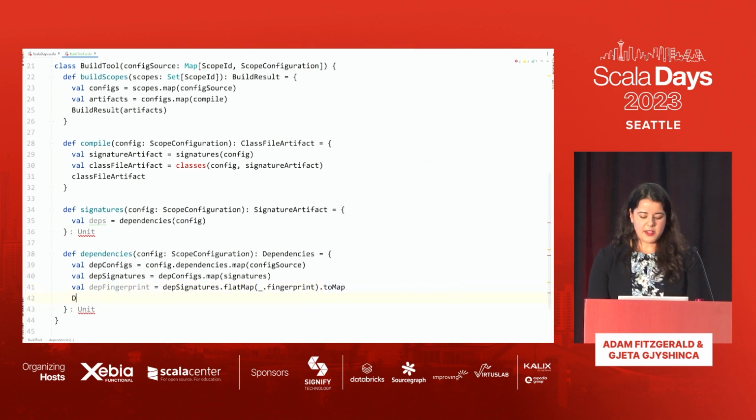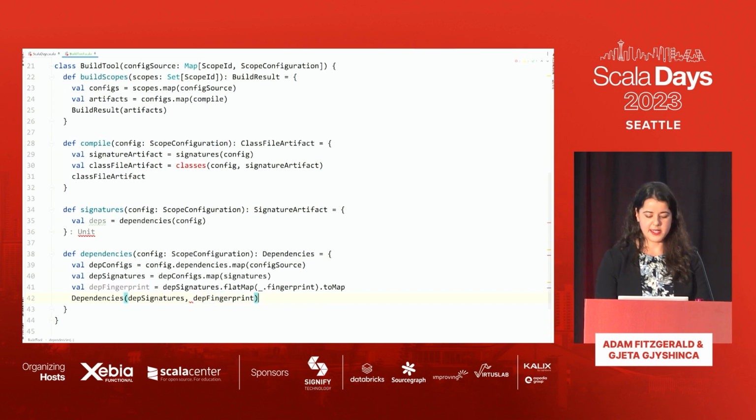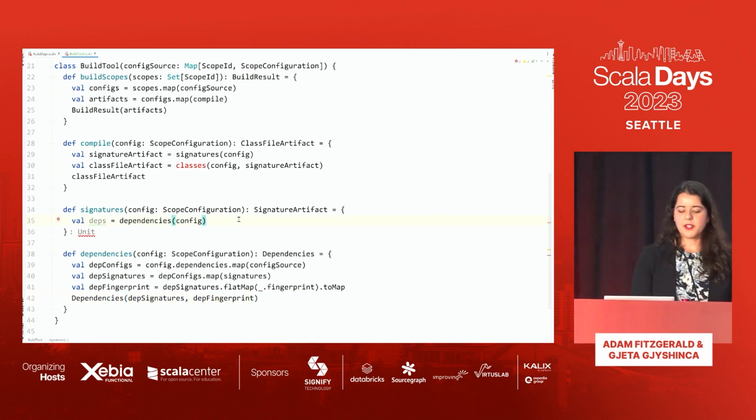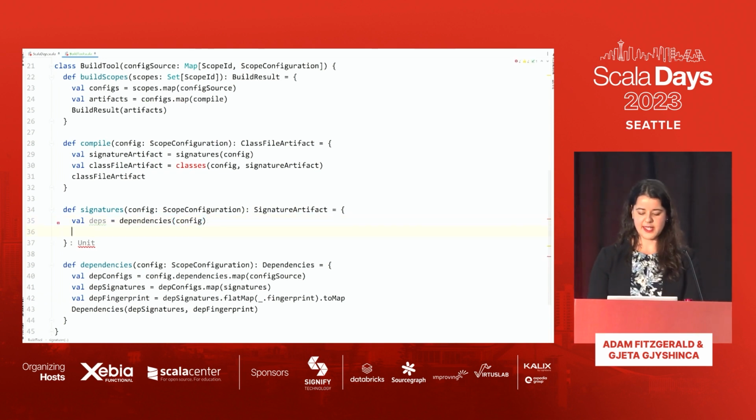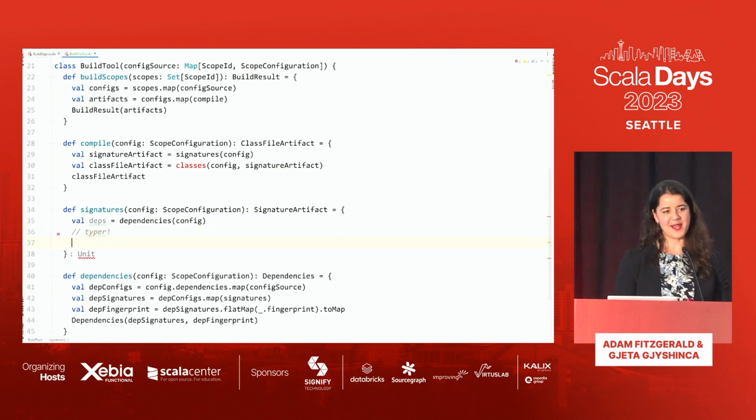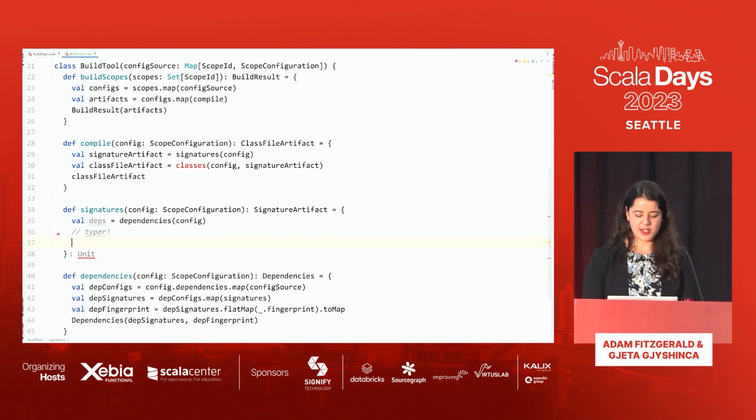And then finally, I can just wrap that up into this dependencies class that I defined. So it's going to need all the signatures for our dependencies and this fingerprint that represents the state of the code. All right, so back to the signatures method. I did try to squeeze in the type of phase into a live demo, did not manage. So we're going to sub that out with a comment. This is where the typer runs. And once we run, we can generate a signature artifact.